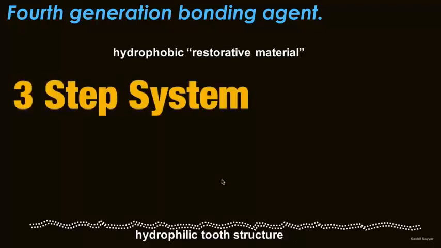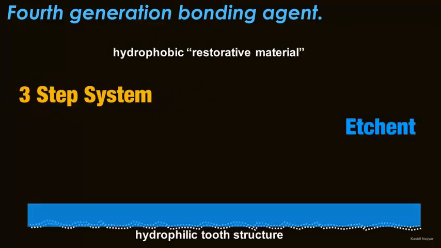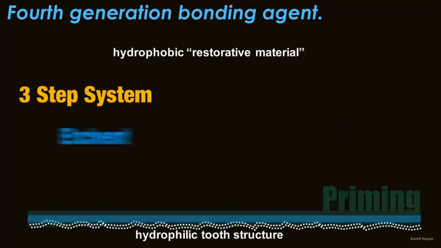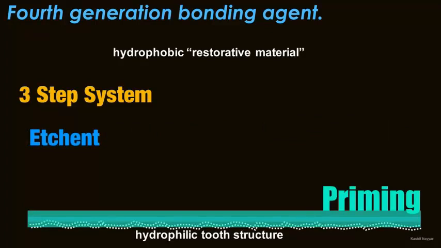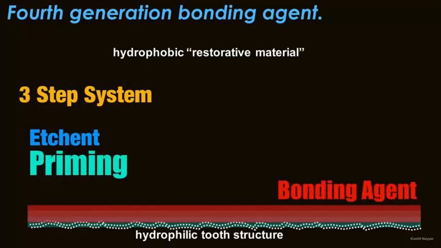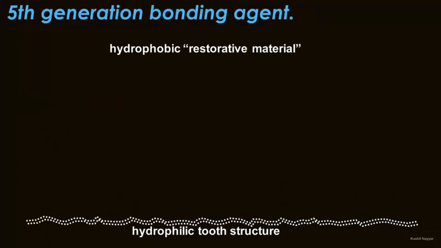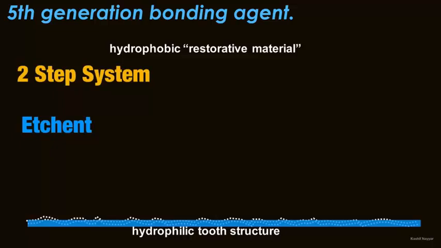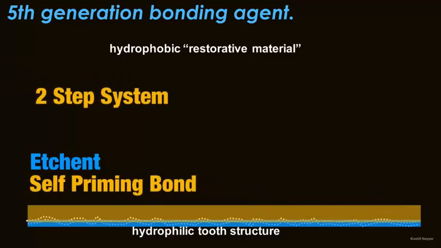So what are the steps involved? It was a 3-step system in which a separate etchant was used to condition the surface. After etching, a priming is needed, and of course this priming is converting the hydrophilic surface into hydrophobic, and then a bonding agent is applied directly on the primed surface, and then it is cured, which gives you the surface for adhering the composite system or other materials. In the 5th generation, which is also called a 2-step system, a separate etchant is used, but the bond has some hydrophilic properties. It had some properties that it can prime and bond the dentin. So it was called the 2-step system.